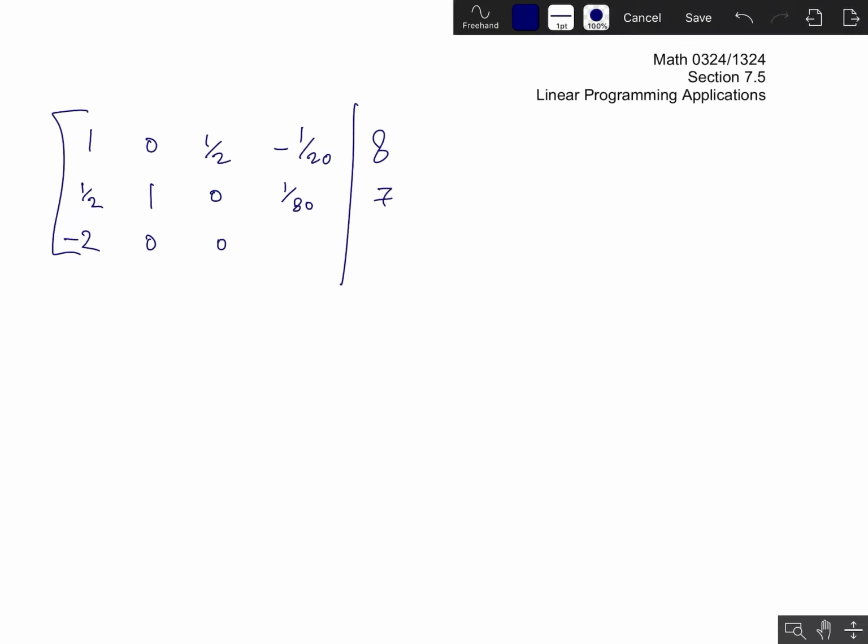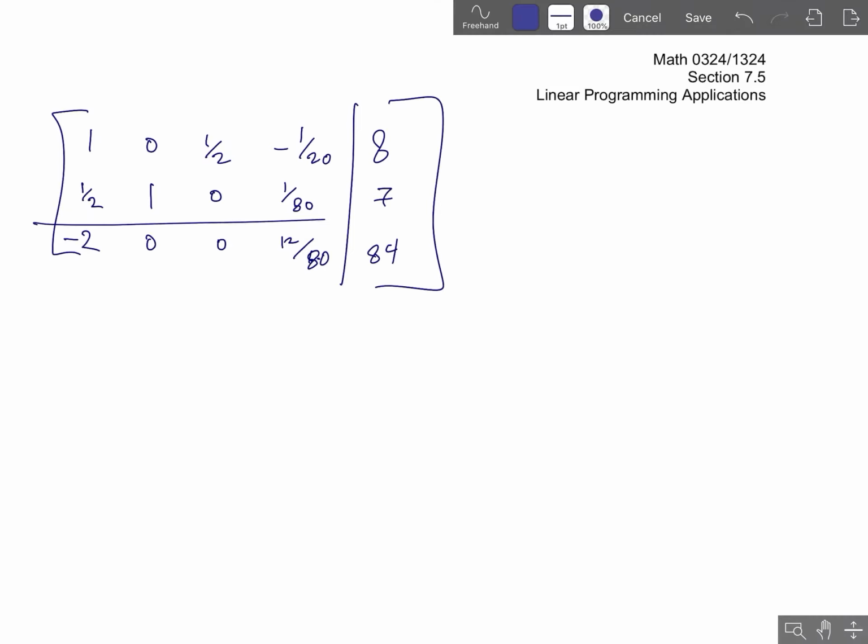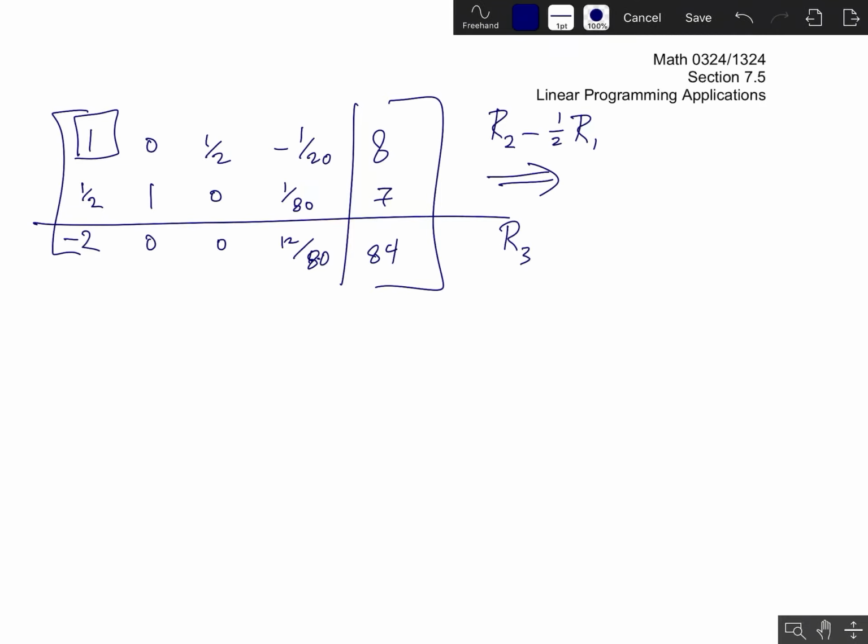So now we have the one where we want it. We're just going to use that one to eliminate the other non-zero entries in this column. And to do that, I need to take row 2 and subtract 1/2 times the pivot row, because I'm trying to kill that 1/2. And then I need to take row 3 and add 2 times the pivot row, because I'm trying to kill a negative 2. And the result of those row operations is this.